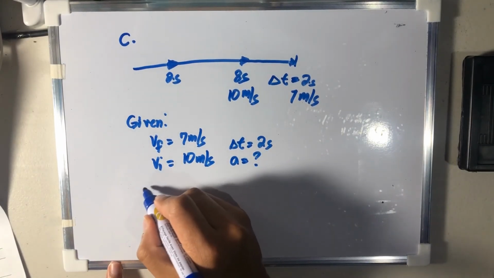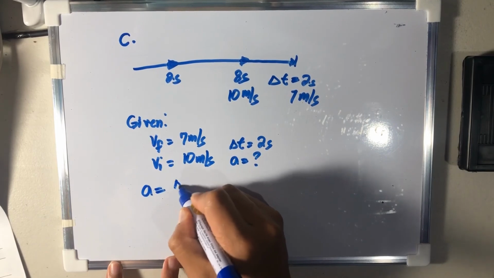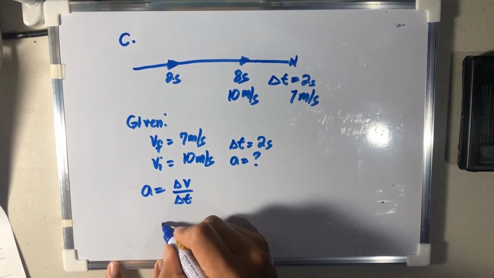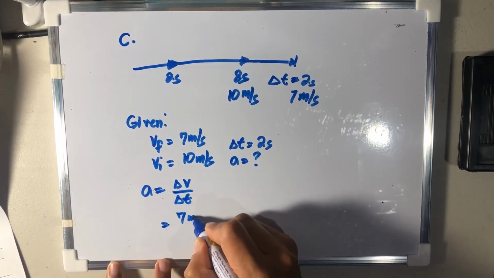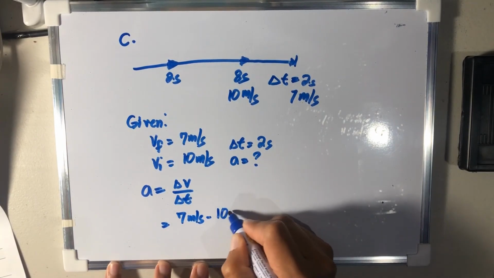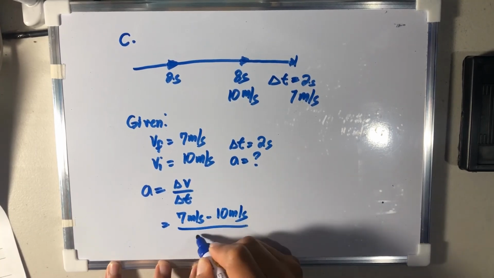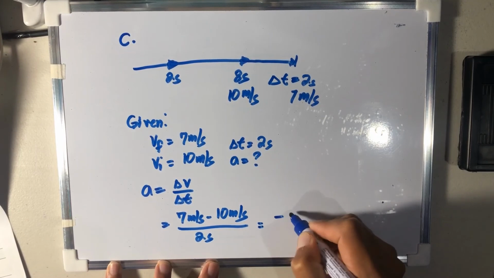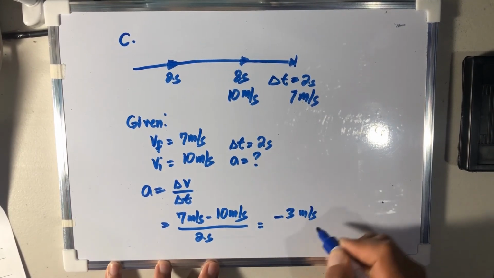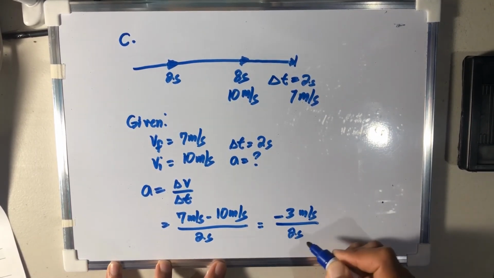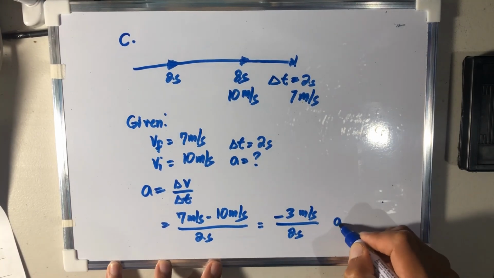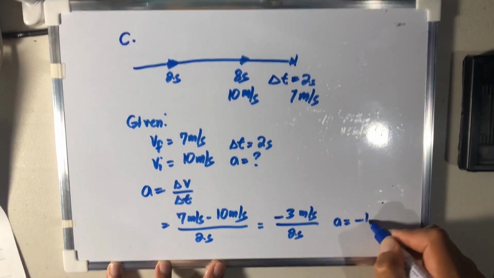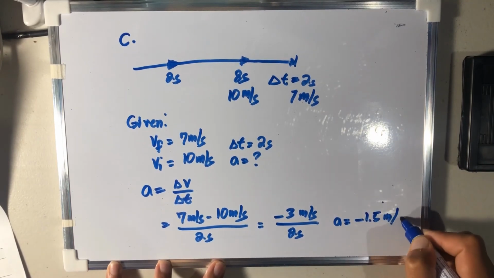So the formula will be acceleration is the change in velocity all over the change in time. So this will give us 7 meters per second minus 10 meters per second all over 2 seconds. So 7 minus 10 will give us negative 3 meters per second all over 2 seconds. So the acceleration now of Lydia de Vega during this time interval is negative 1.5 meters per second squared.